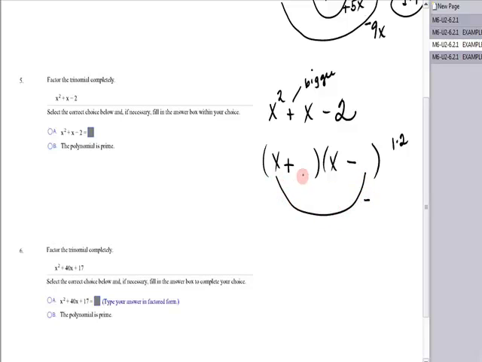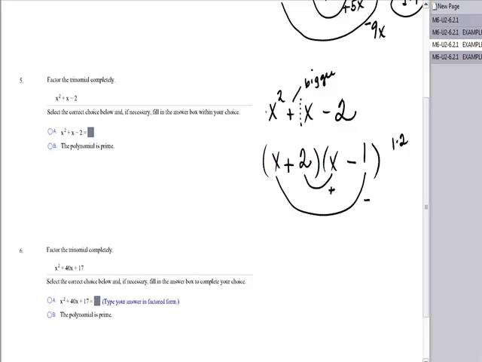Outer will be negative, inner will be positive. They have to have a difference of 1. Yeah, 2 and 1 have a difference of 1. The bigger number, the 2, must go with the plus sign. So put the 2, put the 1. You're checking them, so if they're in the wrong spots, you'll erase them and change them.